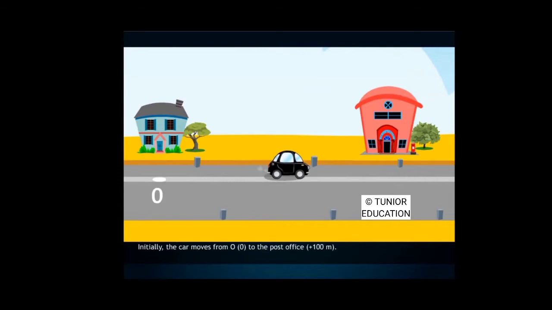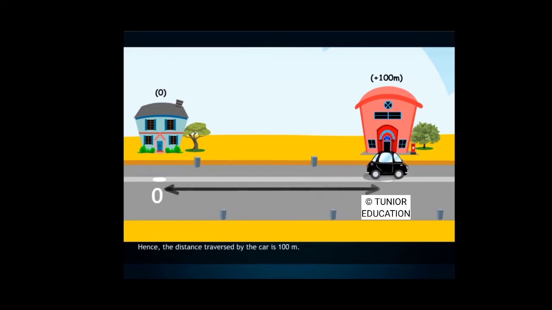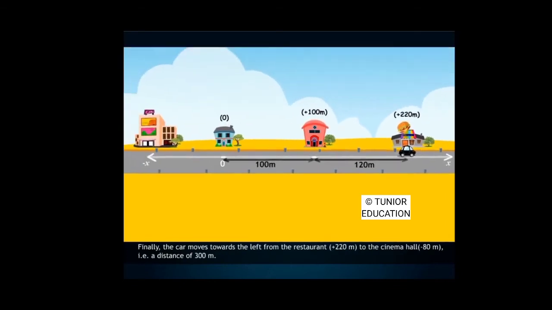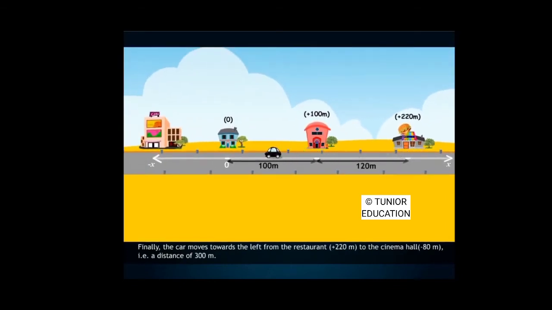Moving forward, with the example of the car, we can define the physical quantity called path length. Initially, the car moves from O, 0, to the post office, plus 100 meters. Hence, the distance traversed by the car is 100 meters. Thereafter, the car moves from the post office, plus 100 meters, to the restaurant, plus 220 meters. That is, it moves forward by a distance of 120 meters. Finally, the car moves towards the left from the restaurant, plus 220 meters, to the cinema hall, minus 80 meters. That is, a distance of 300 meters.